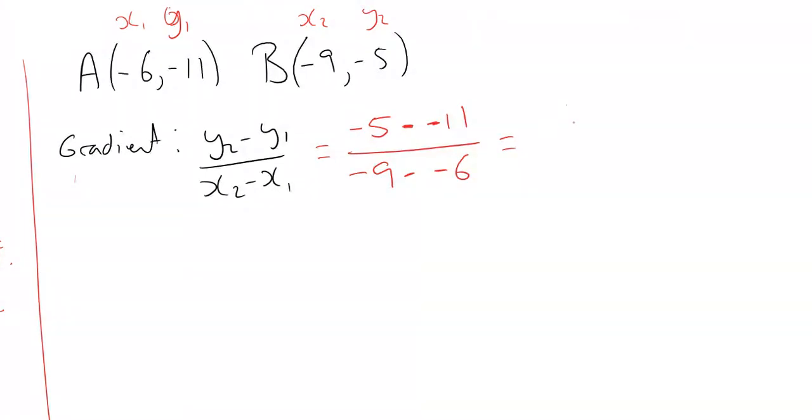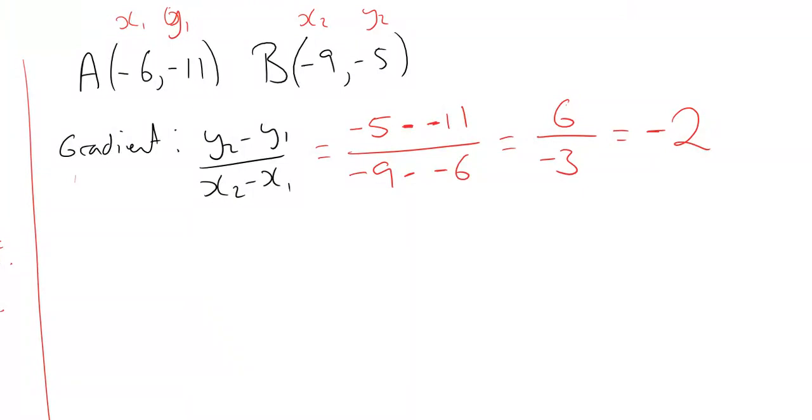Now, if we were to do that, that would be minus 5 plus 11, which is going to be 6, all divided by minus 9 minus minus 6. Well, that's going to be moving up 6 places from minus 9, which is minus 3. So that will be a gradient of minus 2. So that's a more formal process. That will work anytime, regardless of if we're negative or positive.